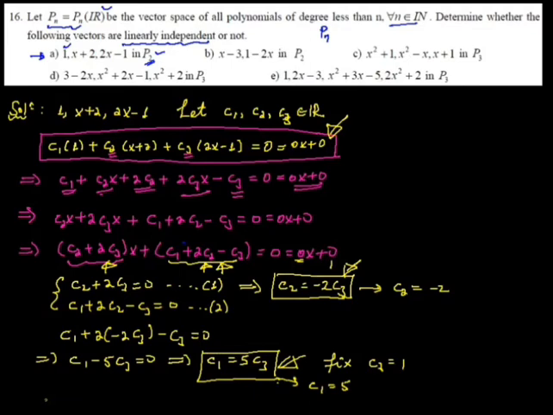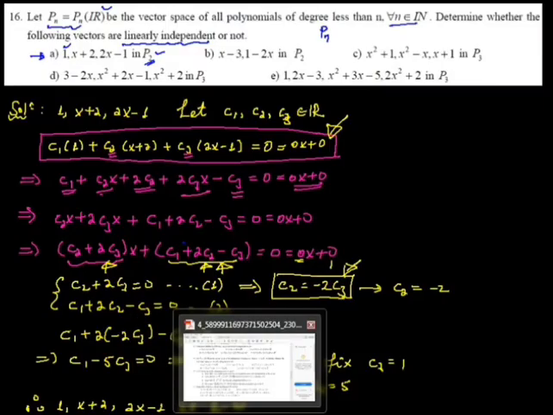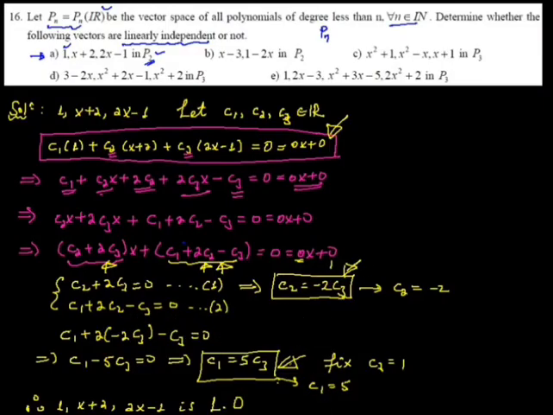ስለዚህ therefore 1 comma x plus 2 comma 2x minus 1 is linearly dependent. linearly independent ካልሆኑ ቬክተሮቻችን linearly dependent ይሆናሉ ማለት ነው. okay so these polynomials are linearly dependent እንላለን.